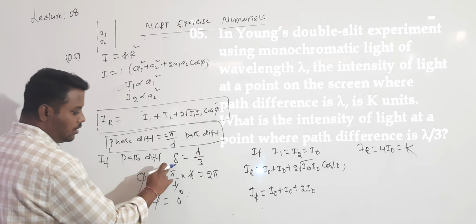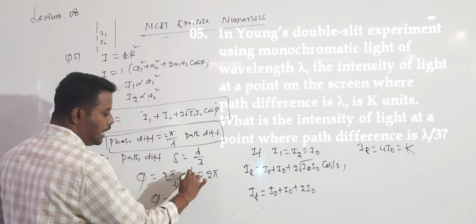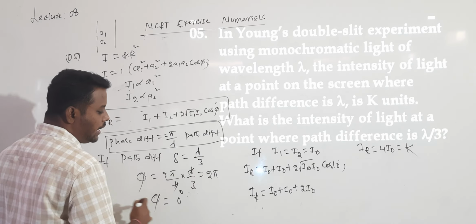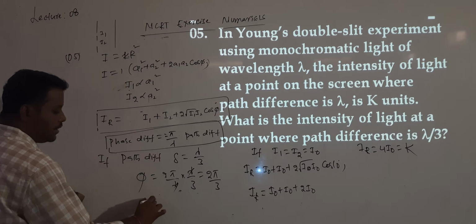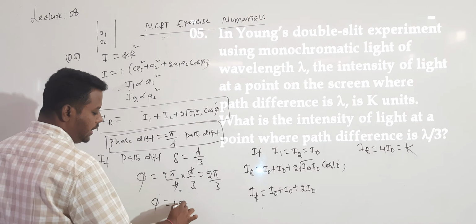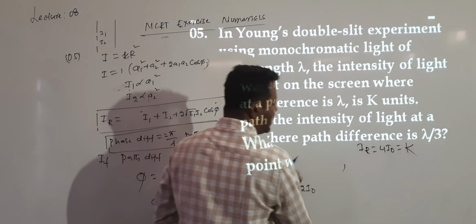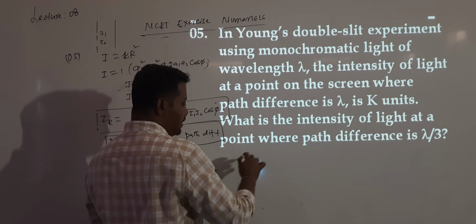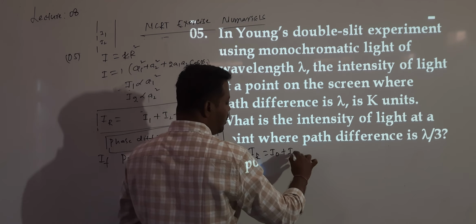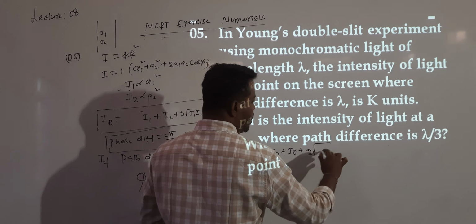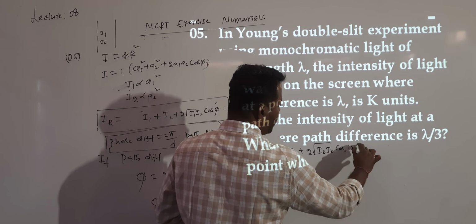Now the second case. If the path difference is equal to lambda by 3, the phase difference will become 2 pi by lambda into lambda by 3. So lambda, lambda cancel. What will I get? 2 pi by 3. 2 pi by 3 means phi value is equal to 120 degrees. When phi value is equal to 120 degrees, what will the resultant intensity become? Resultant intensity IR will be equal to I naught plus I naught plus 2 into root over I naught I naught into cos 120 degrees.